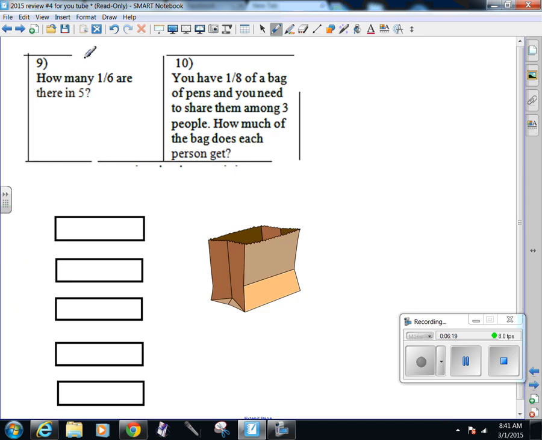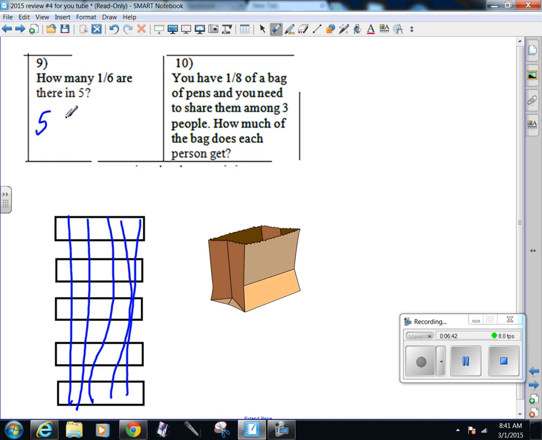Okay. All right, it says how many 1/6ths are there in 5? So here are my 5. I'm going to split them into 6 sections. And remember, whoops, these are horrible sections. But you get the idea. So 6, 12, 18, 24, 30. So 5 divided by 1/6 equals 5 times 6 firsts, or 30.